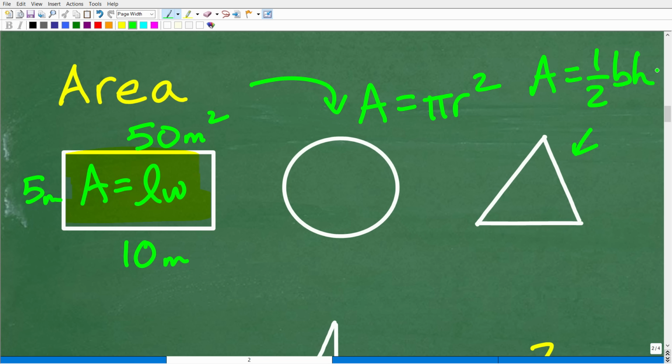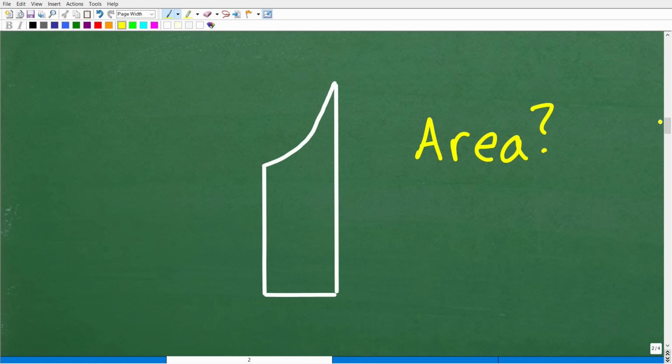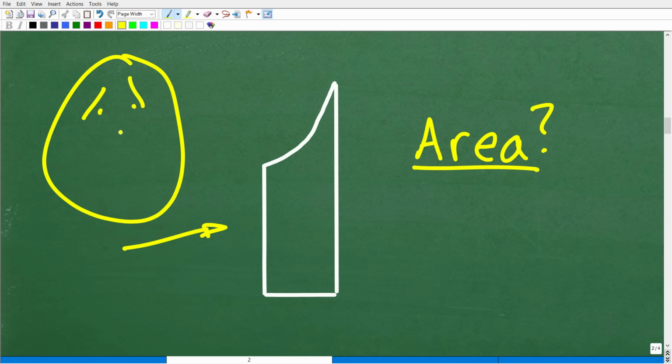So some of you might be saying, well, hey, Mr. YouTube Math Man, I can find the area of anything as long as I have the formula. Well, that's pretty good logic. Unfortunately, that's not the case, because what if we had this crazy looking figure right here? You might be saying, well, I don't even know what this thing is called, but if you give me the formula, I can calculate the area of this crazy figure. Well, unfortunately, there's no formula that goes to this figure.